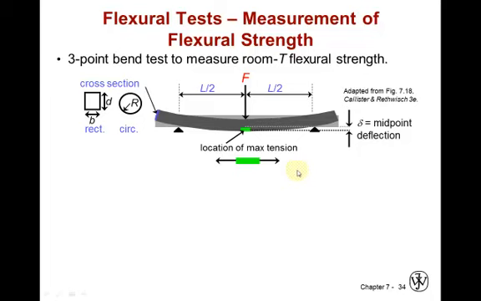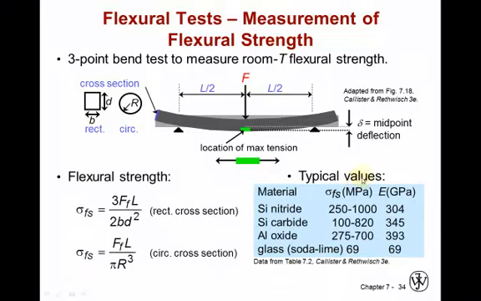So here is this diagram again. And this gives us some typical values for different ceramics. Notice how the modulus of elasticity is anywhere from 150% to almost 200% that of steel. Glass, though, is much lower.